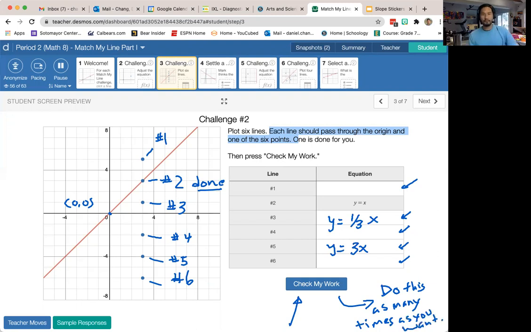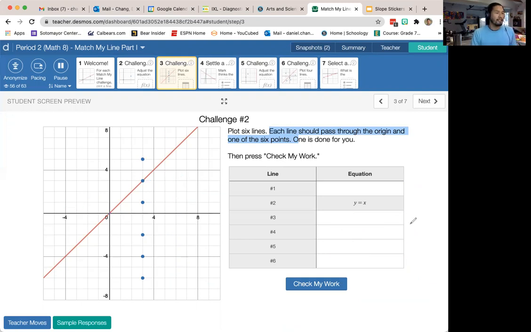Okay? Do it as many times as you want. And just like the previous problem, you're entering in the equation of the line. You're just doing y equals slope times x, and you're going to be putting in different values for slope. There's no y-intercept here. Everything is going through the origin, so your y-intercept is 0. So you're just putting different numbers in for m.